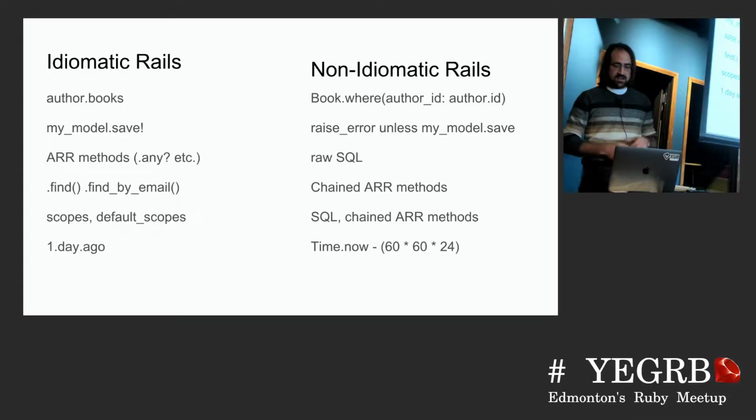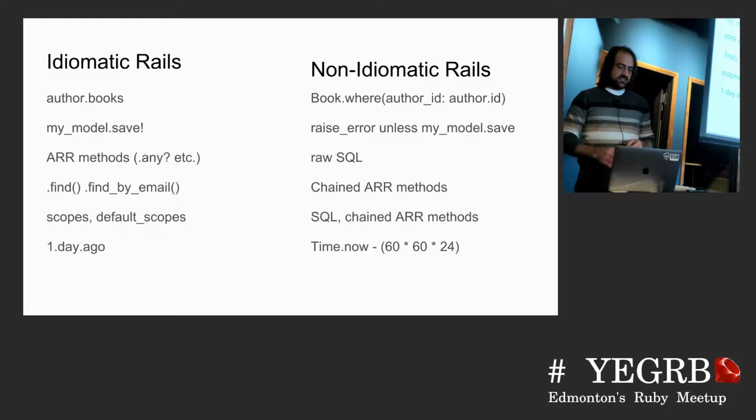But if you do want to raise an error when it fails to save, and you're only ever expecting the object to be able to save, then you might want something like this method, and not something non-idiomatic like an unless myModel.save.